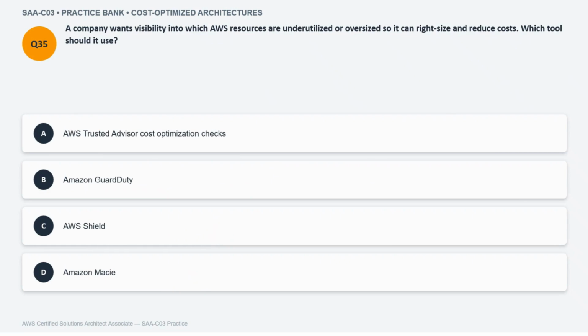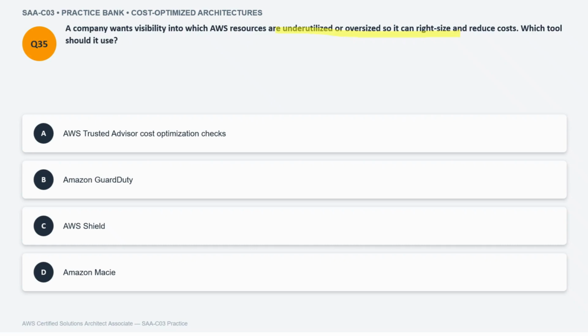Question number 35. A company wants visibility into which AWS resources are underutilized or oversized so it can right size and reduce cost. Which tool should it use? So they are asking for the underutilized and oversized. Okay, so AWS Trusted Advisor cost optimization checks, GuardDuty, AWS Shield, AWS Macie.